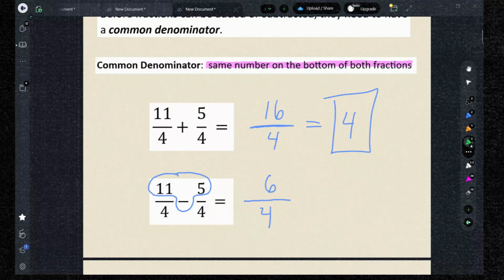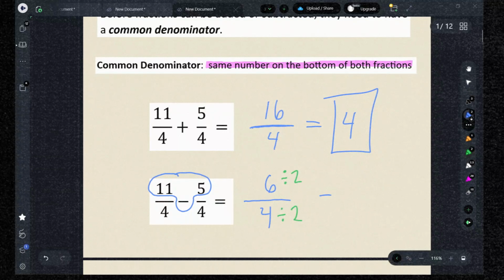And by the way, if you want a review on simplifying fractions, you can check out the video that I have for simplifying fractions. But basically, to simplify a fraction, we check the numerator and the denominator and see if they have a common factor, meaning a number that can multiply to make the 6 and the 4. And you know what? 2 is a factor of 6. 2 is also a factor of 4, so I can divide by that common factor. Divide the numerator by 2, divide the denominator by 2.